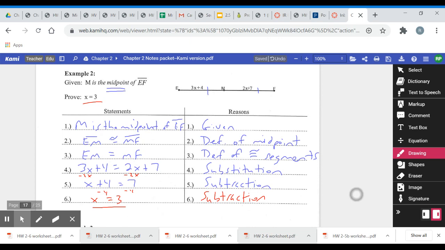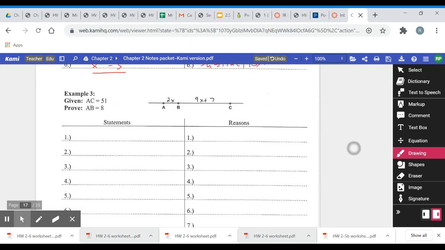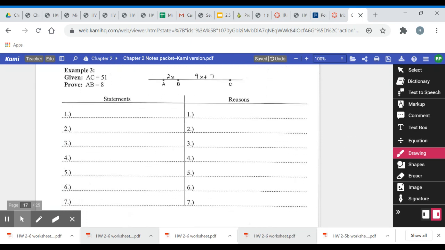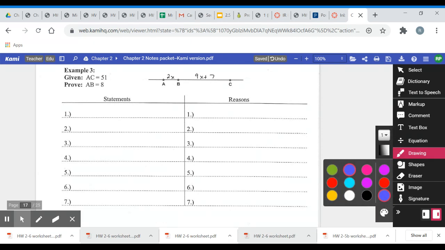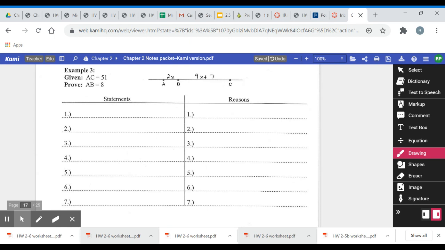All right, moving right along. Okay, on this next proof, it says that AC is 51. So if they give me some information that is not already marked in the picture, I'm going to mark that in my picture. That's going to help me figure this out.